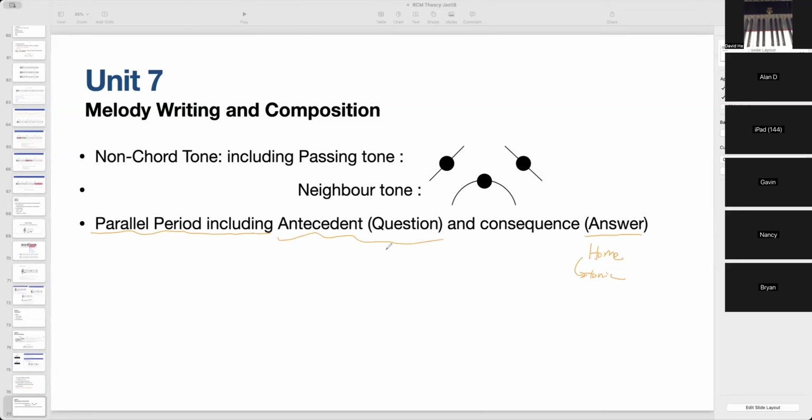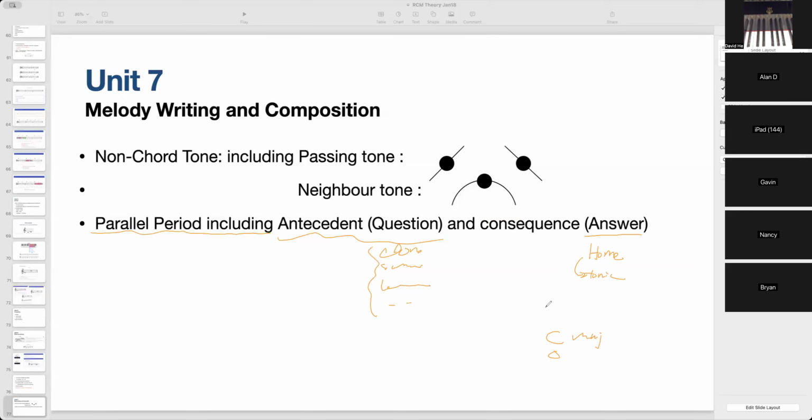It can be either the dominant, subdominant, or leading tone, any of them, as long as it's not the home tone. So what is a home tone? Home tone is, for example, C major. C major's home tone is C. That's it. That's a home tone. It's do.